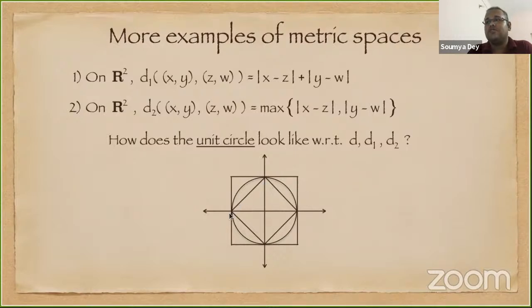What about this inner square? Can you see that this is basically a unit circle with respect to one of these metrics? If you can understand this, which one of these is it? Is the inner square with respect to D1 or D2? Can you write in your chats?